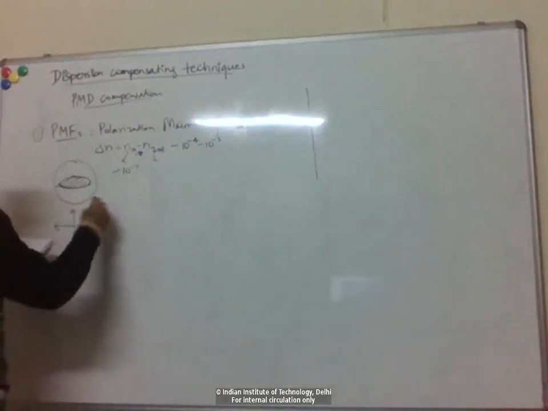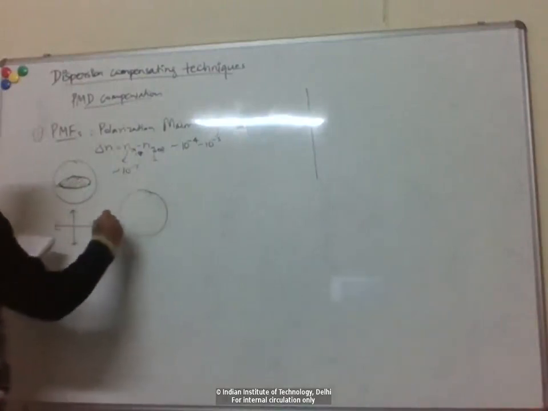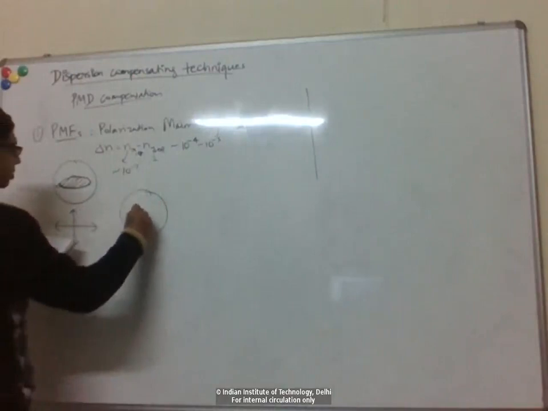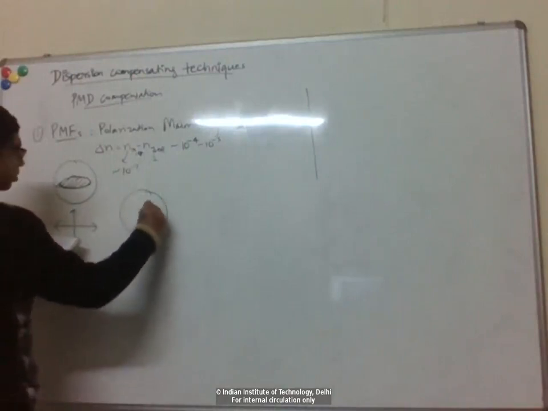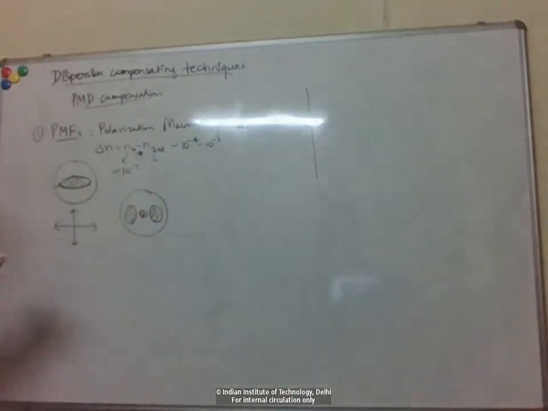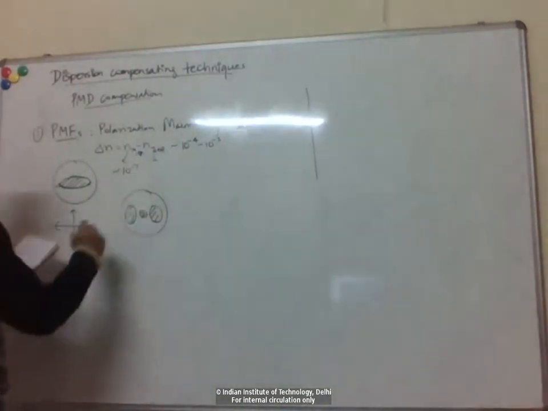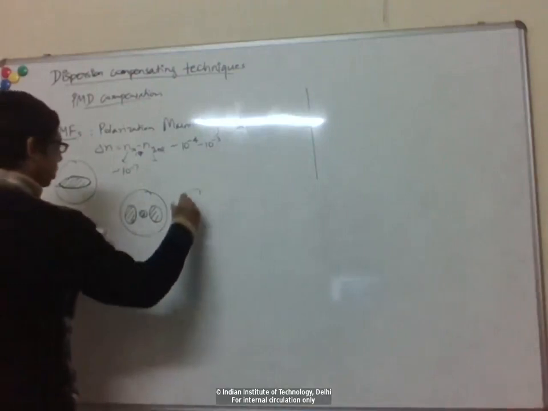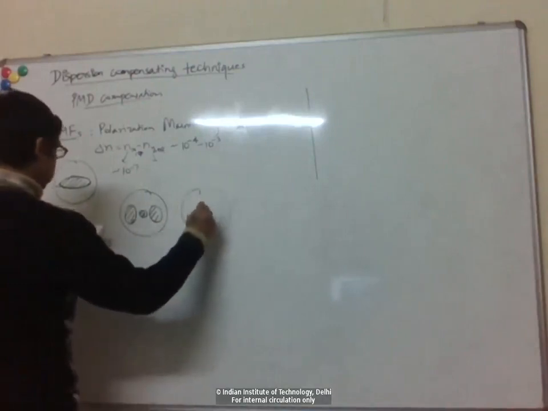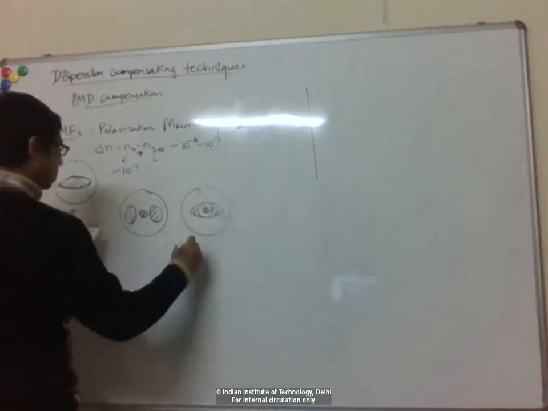So there are different types of polarization maintaining fibers which have more fancy types of core. So here you have multiple cores. You have more fancy designs like this with multi cores.